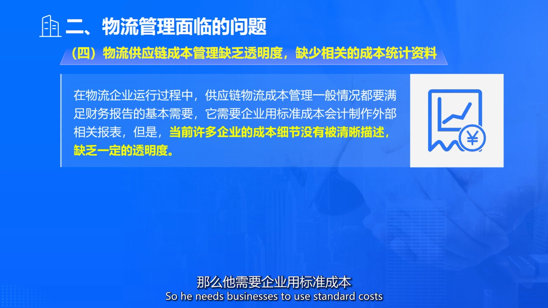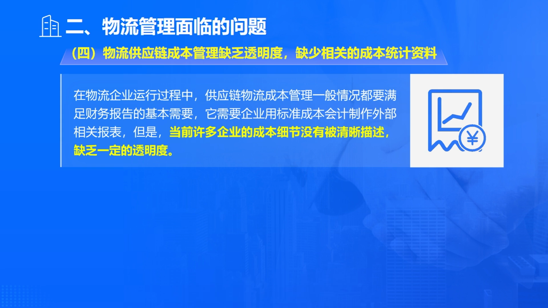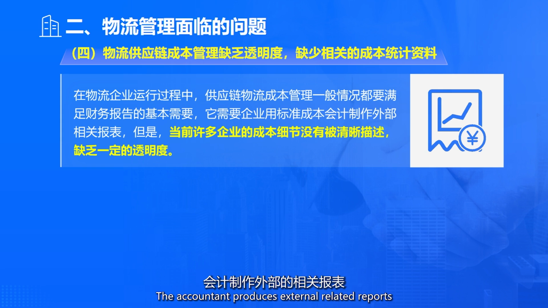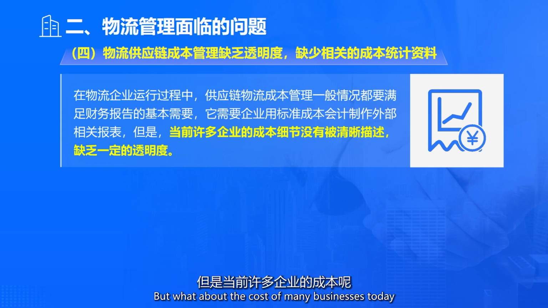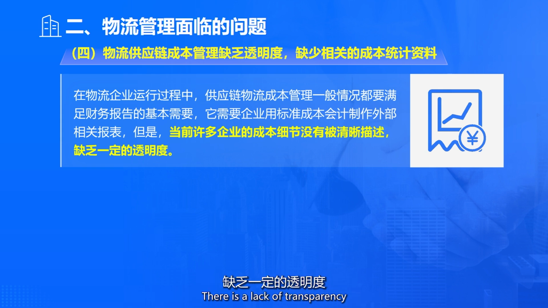So he needs businesses to use standard costs. The accountant produces external related reports. But what about the cost of many businesses today? The details are not clearly described. There is a lack of transparency.